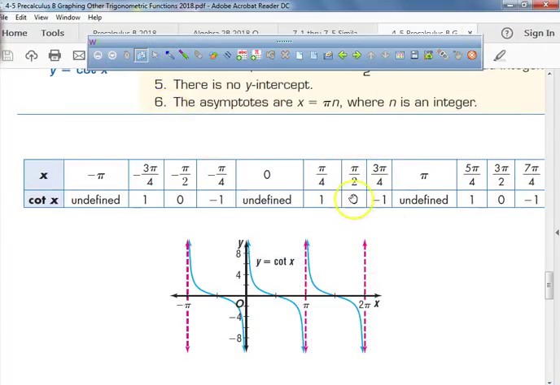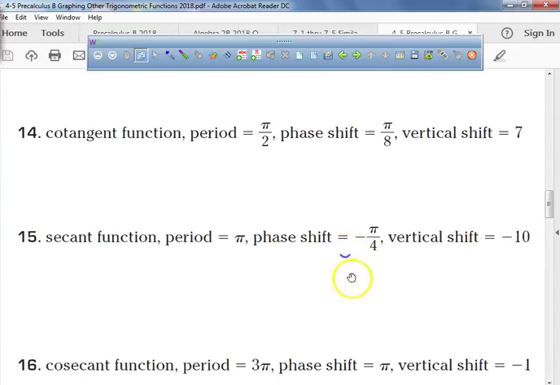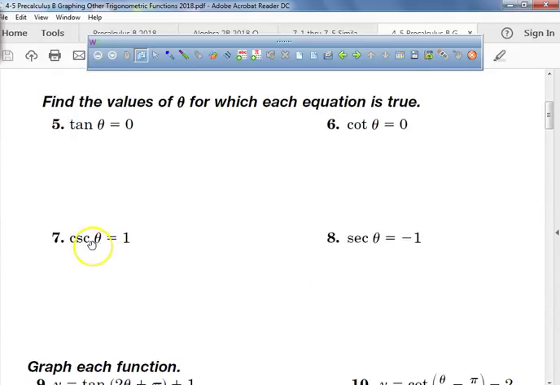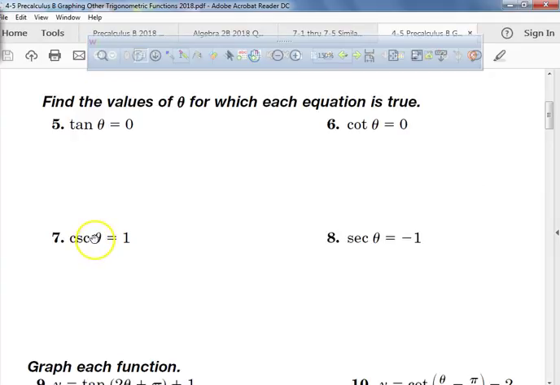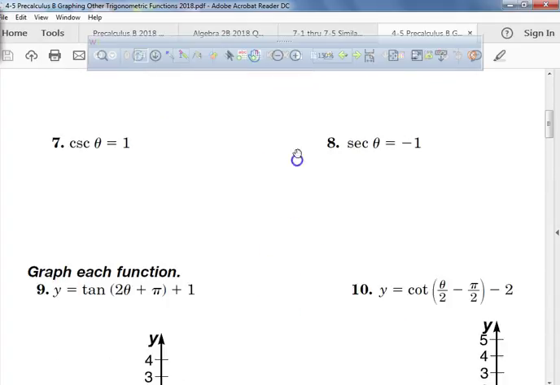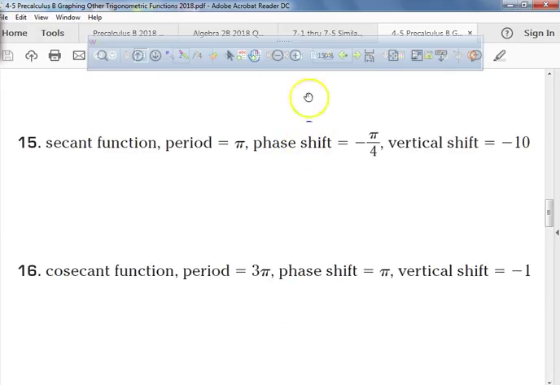Let's go all the way back up to the top. So right here it says, find what? The cosecant of theta equals 1. Oh, I was right, wrong one. Right back. The secant of 4 pi. Here we go. Secant of 4 pi. Let's go down to our secant graph. That's all the way at the bottom.